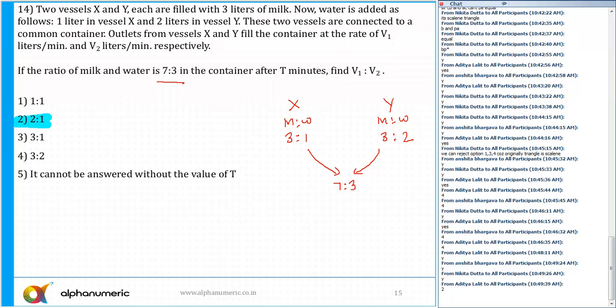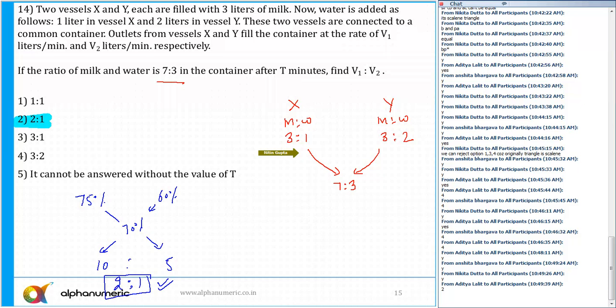And what is the ratio of the volume? So can we use the allegation rule? Yes, definitely. Milk is how much? In the first one, 3/4, which is 75%. In the second container, milk is 3/5, which is equal to 60%. And in the final container, the ratio of milk to water is 7:3, so milk is 70%. So 75 minus 70 is equal to 5, and 70 minus 60 is equal to 10. So the ratio of the volume is 2:1. So the answer is option 2, 2:1.